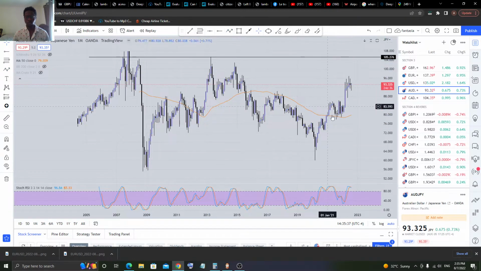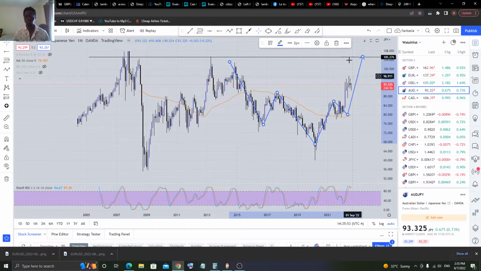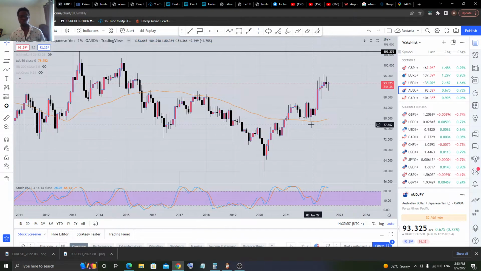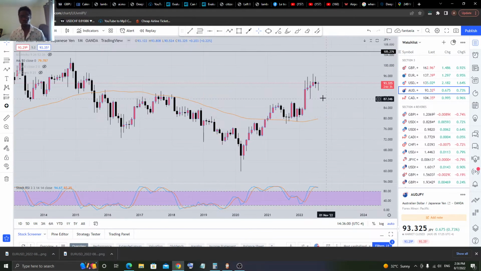Look at this, it was a kind of head and shoulder going up. Look at this, and then boom, you feel me? Yeah, a kind of head and shoulder. This is the monthly, but you guys will understand why I'm trying to break down the market this way.